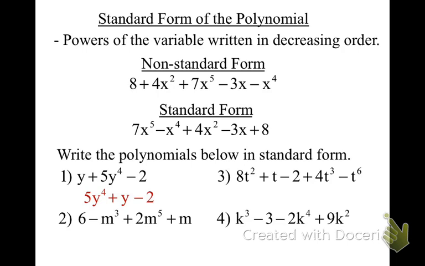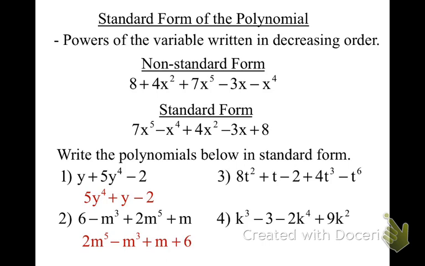Number 2 would be 2m to the 5th, minus m to the 3rd. Notice the sign travels with the variable. The sign that comes before the variable travels with it. Minus m to the 3rd, plus m, plus 6.